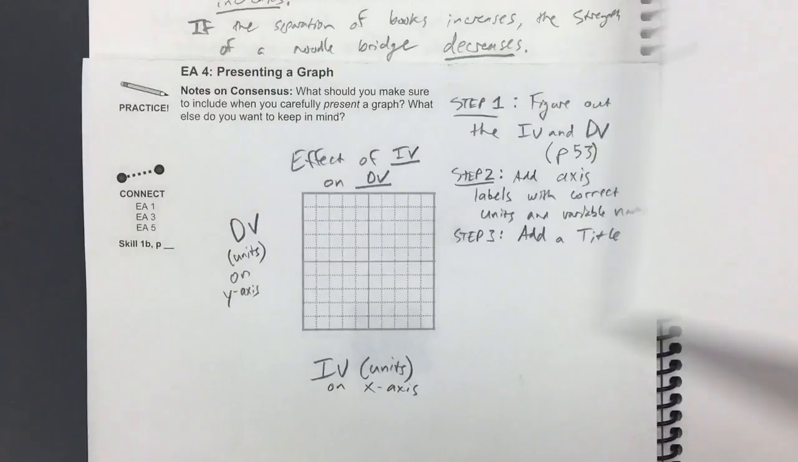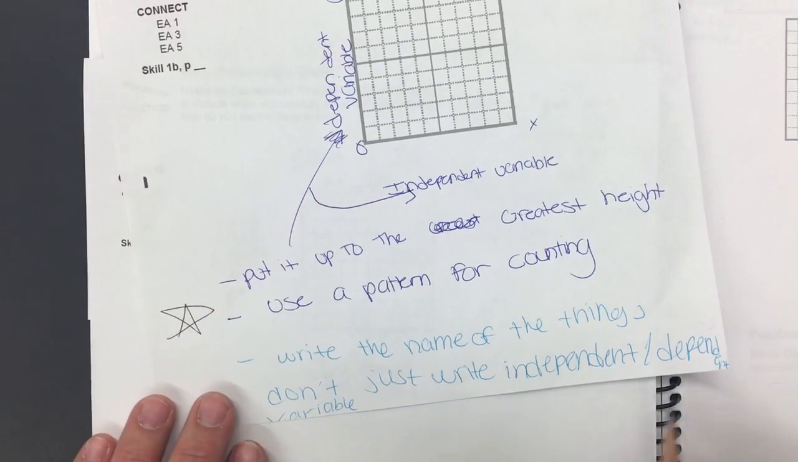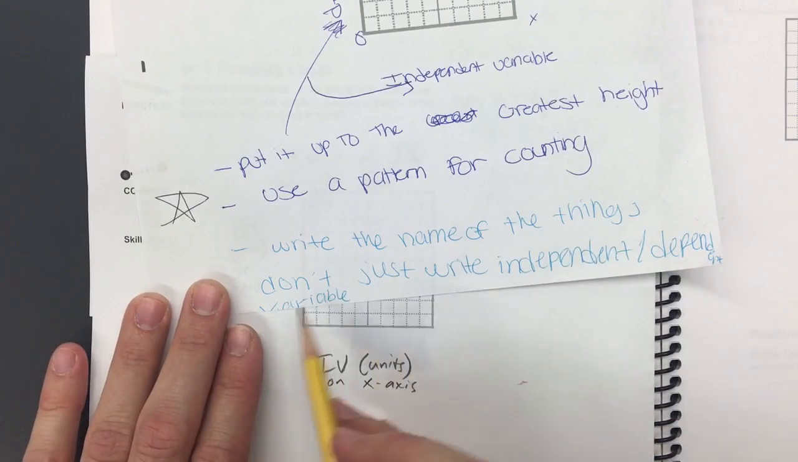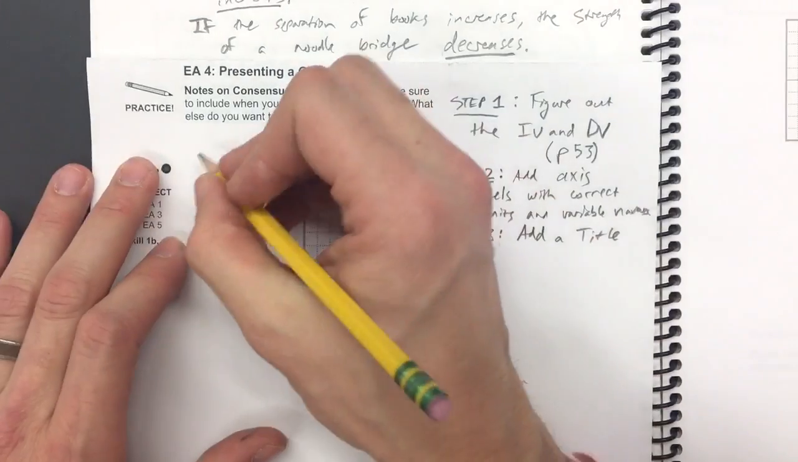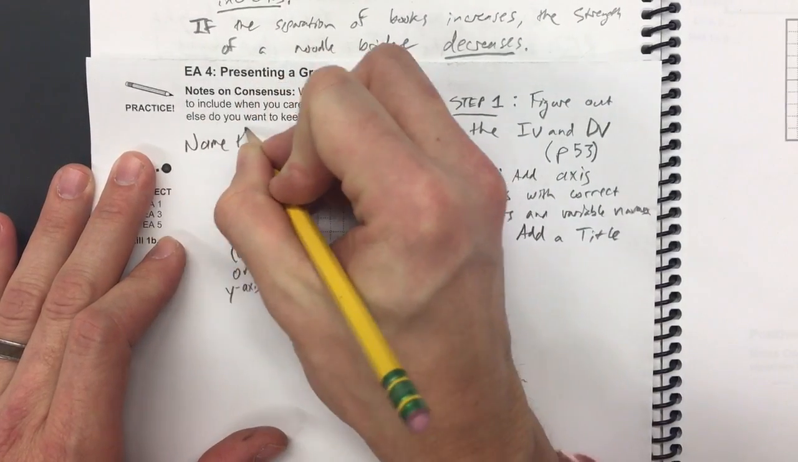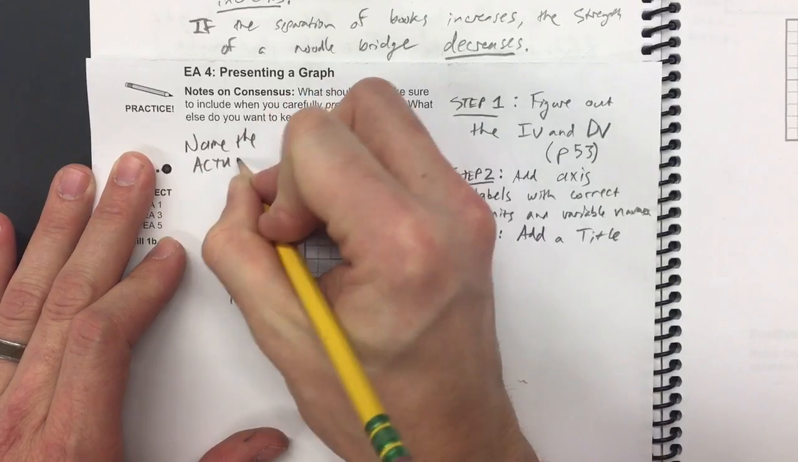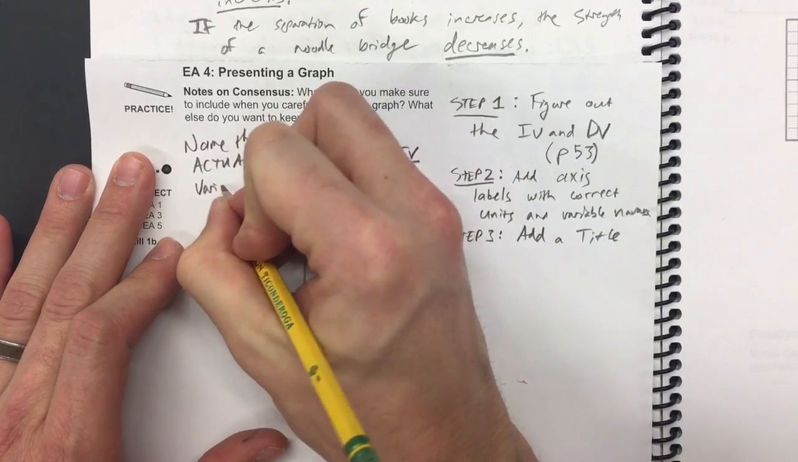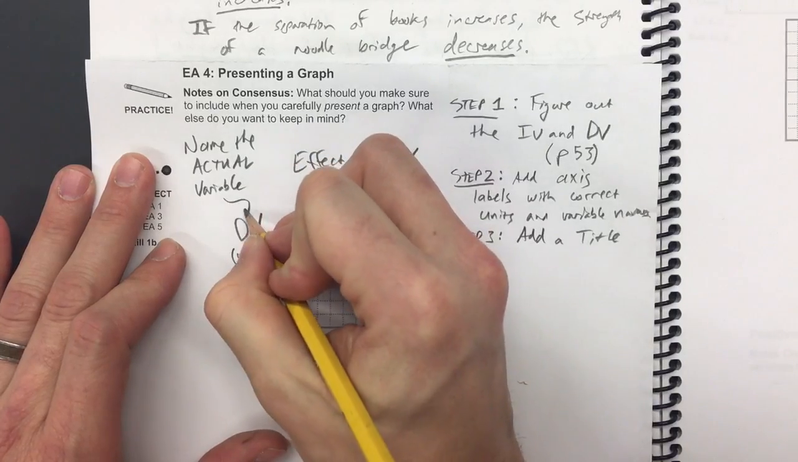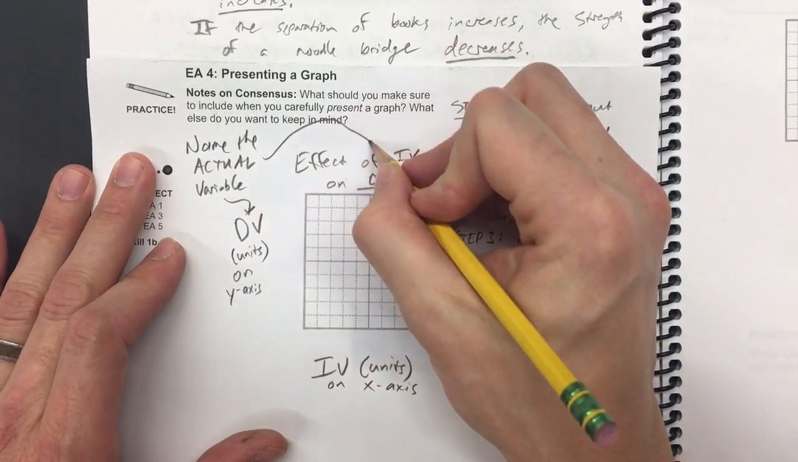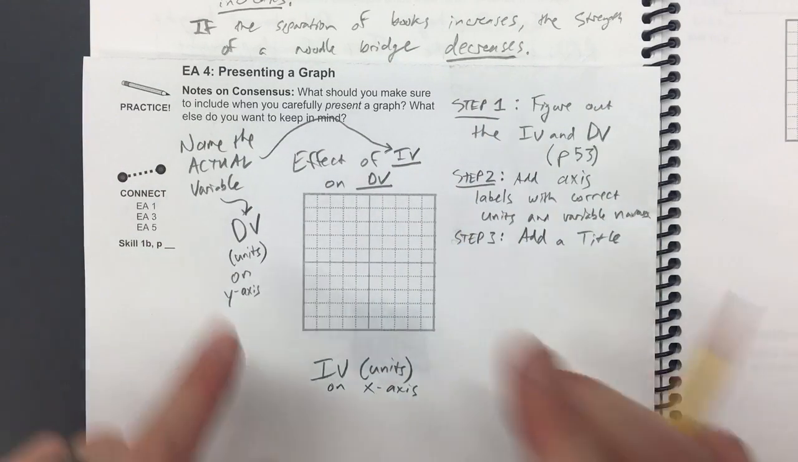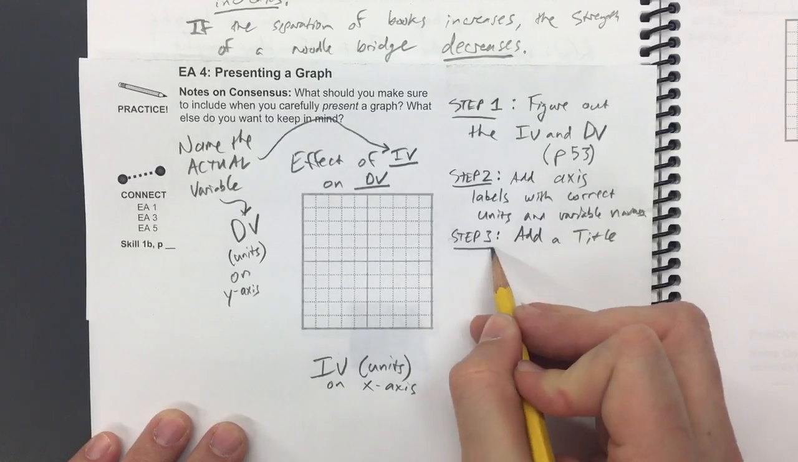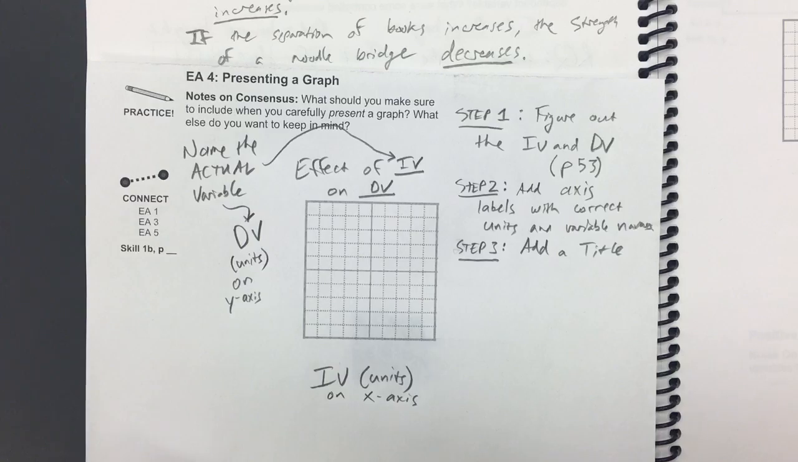variable. So if we look at Hobby and Limeri's suggestion, they're saying write the names of the actual variables, don't just write independent and dependent variables. So I'm going to make that note here. Name the actual variable here and here, for example. Don't just write IV and DV when you make your title or you label your variable names on the axes.